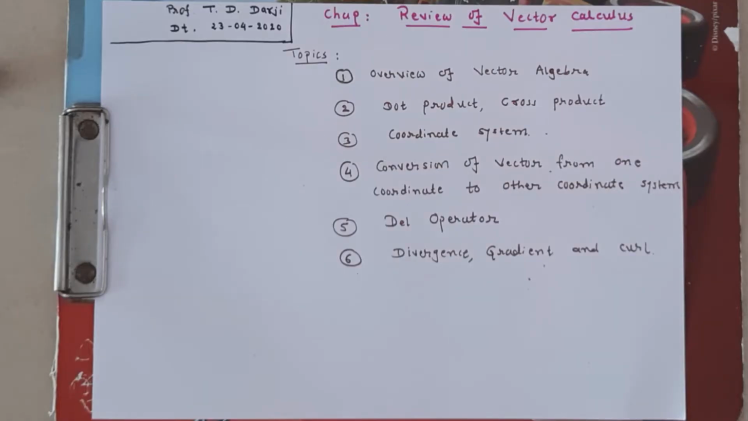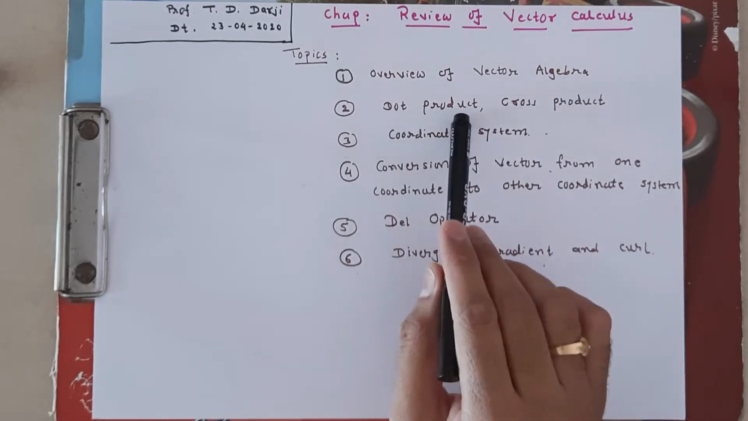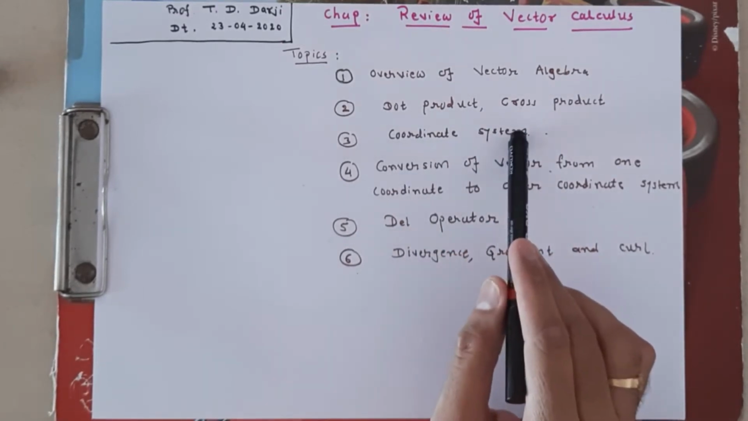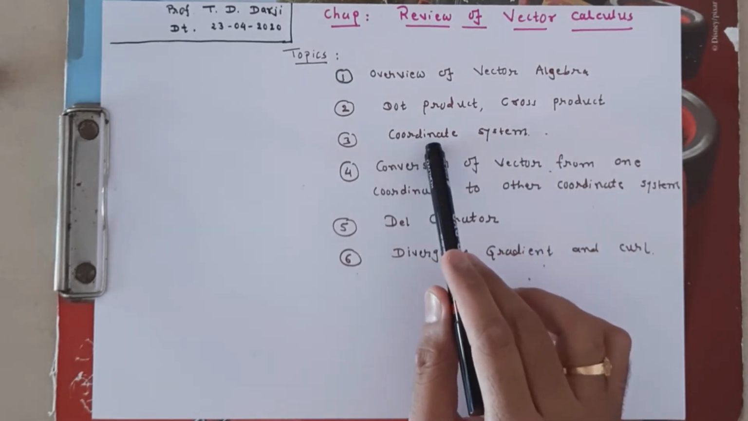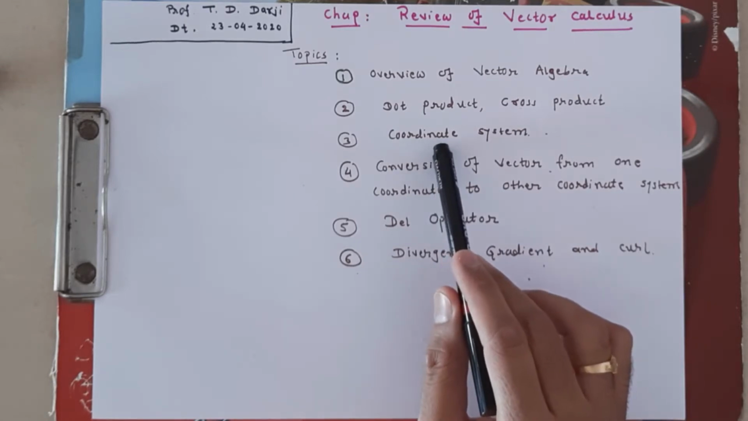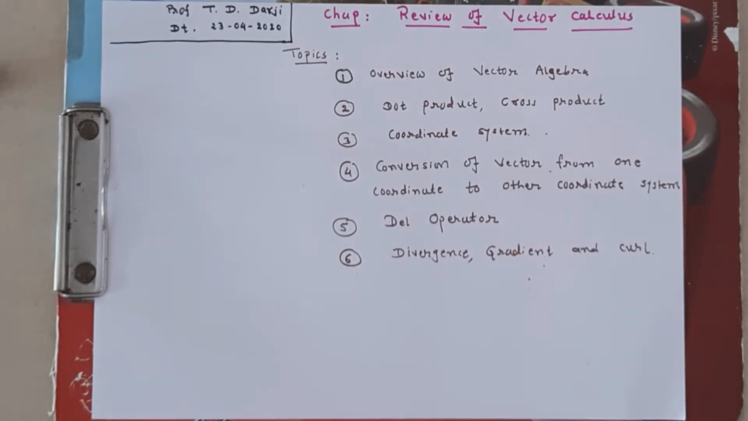Hello. Last time we discussed an overview of vector algebra, dot product, and cross product, and then we started coordinate systems. There are a total of three types of coordinate system. First is the Cartesian coordinate system, or you can say the rectangular coordinate system. Second is the cylindrical coordinate system, and third is the spherical coordinate system. And we have already completed the first, the Cartesian coordinate system.